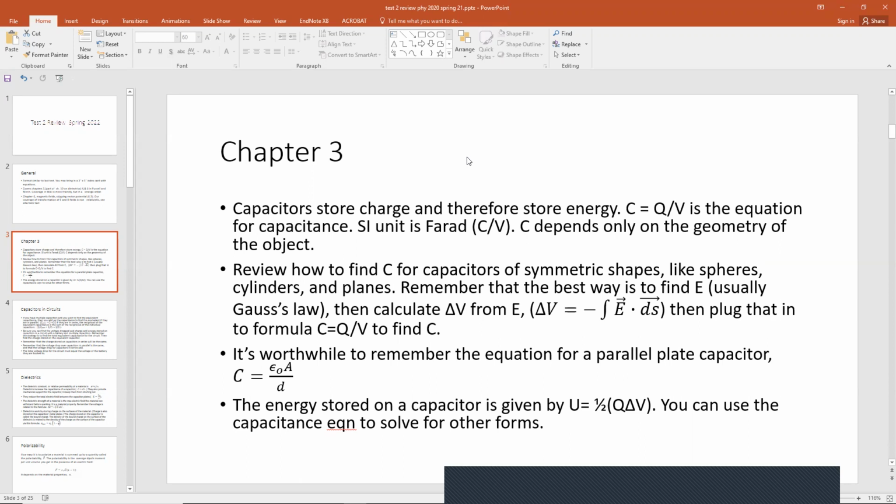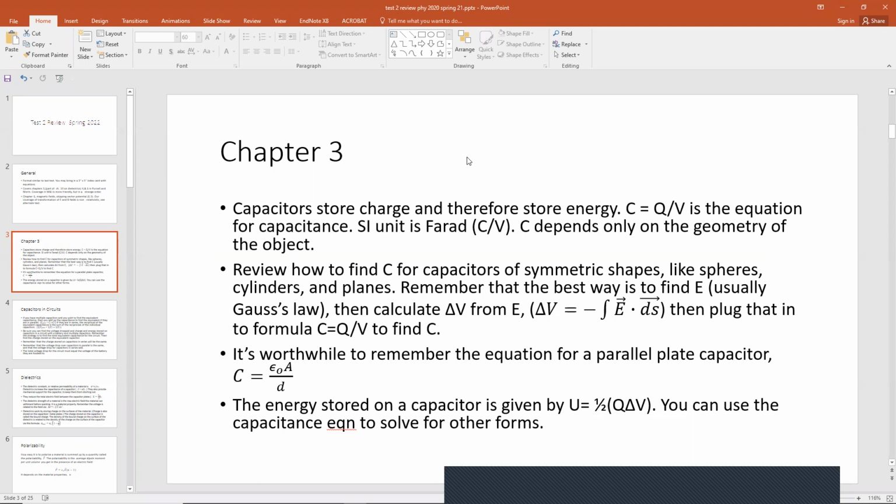Remember that the relationship of the voltage to the electric field is something that you need to burn into your brain. And that delta V is going to be equal to minus the integral of E dot ds. So it's a line integral from plate 1 to plate 2, in other words. And then you're going to plug that into the formula C is equal to Q over delta V to find the capacitance C.